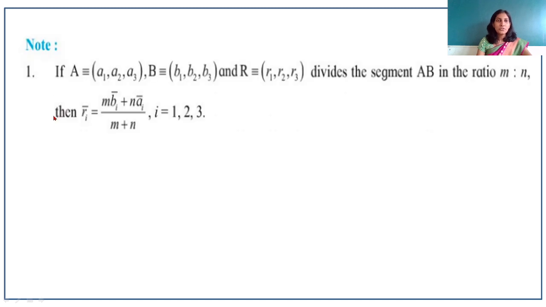Then note. First note. If A has coordinates A1, A2, A3, B has coordinates B1, B2, B3, and R has coordinates R1, R2, R3, and R divides line segment AB in the ratio m to n, then Ri is equal to m Bi plus n Ai upon m plus n, where i is equal to 1, 2, 3. This depends on the coordinates.